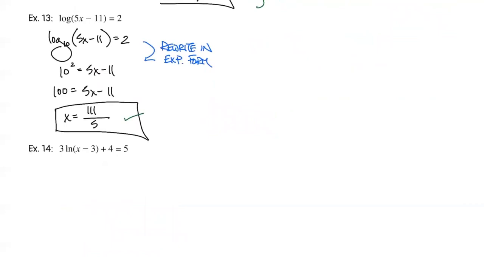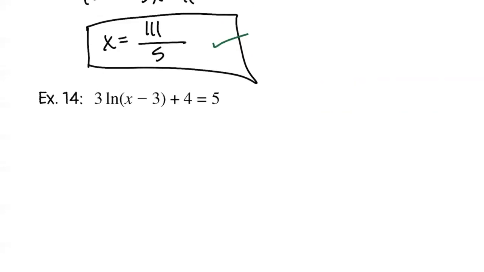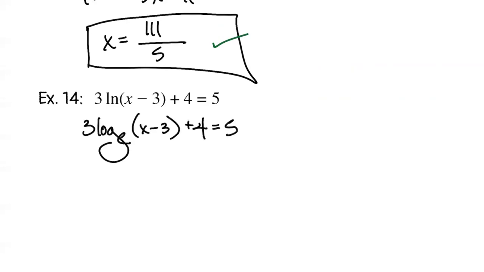All right, let's take a look at example number 14 and see how this is similar or different to our previous ones. What are our thoughts about number 14? What should we do here? Is the base log e? The base we want to say is e, right? So maybe it would be helpful if we wrote 3 log base e of x minus 3 plus 4 equals 5. Now I know what my base is.